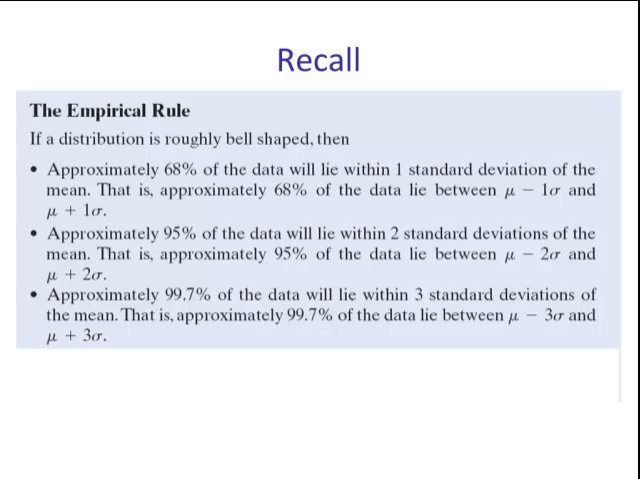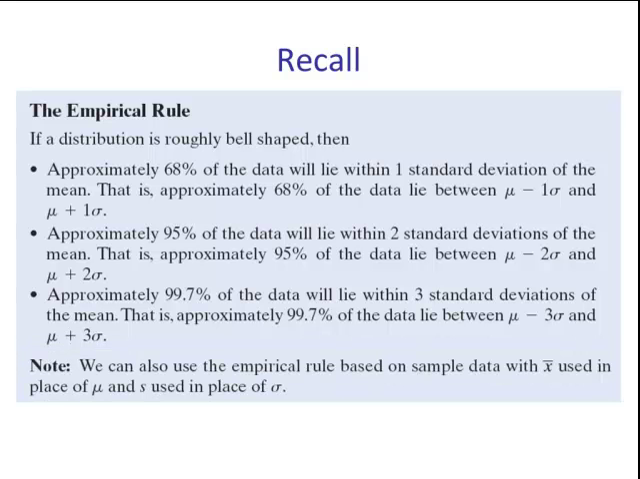If we go three standard deviations below the mean and three standard deviations above the mean, this will contain almost all the data, 99.7% approximately. This also works if we're using sample data. We would replace x bar in lieu of mu, and we would use S in place of sigma.